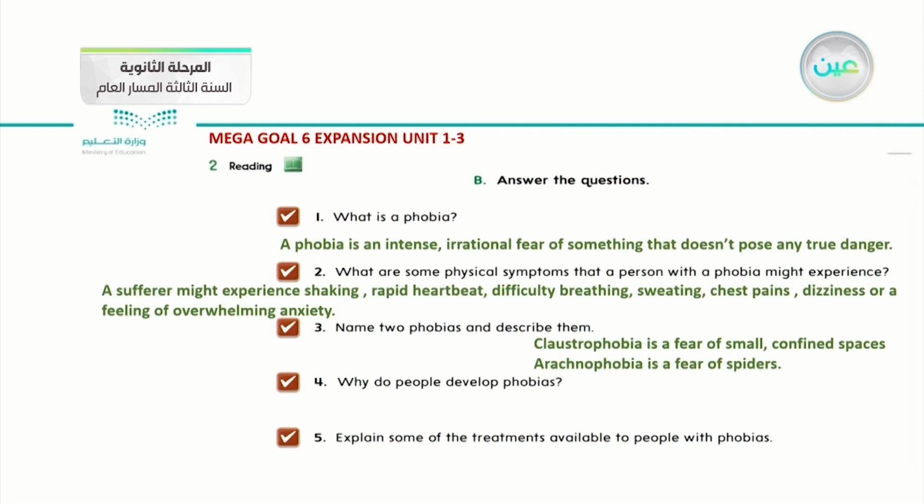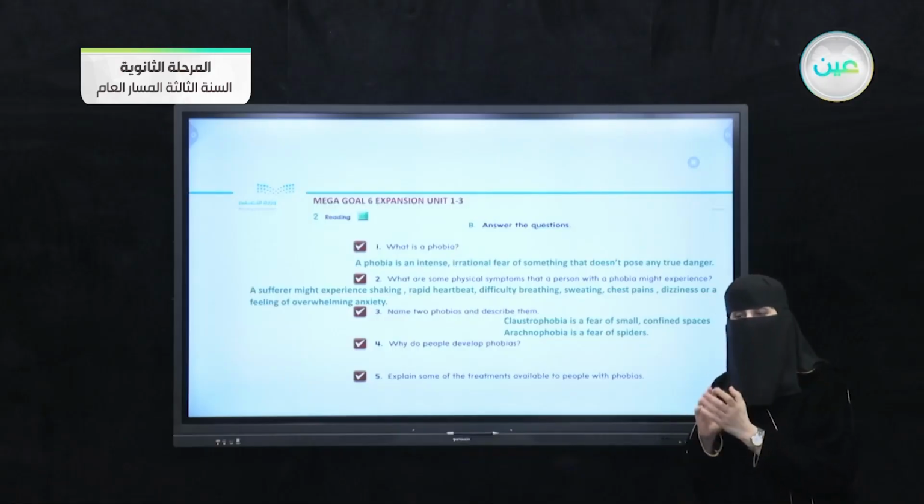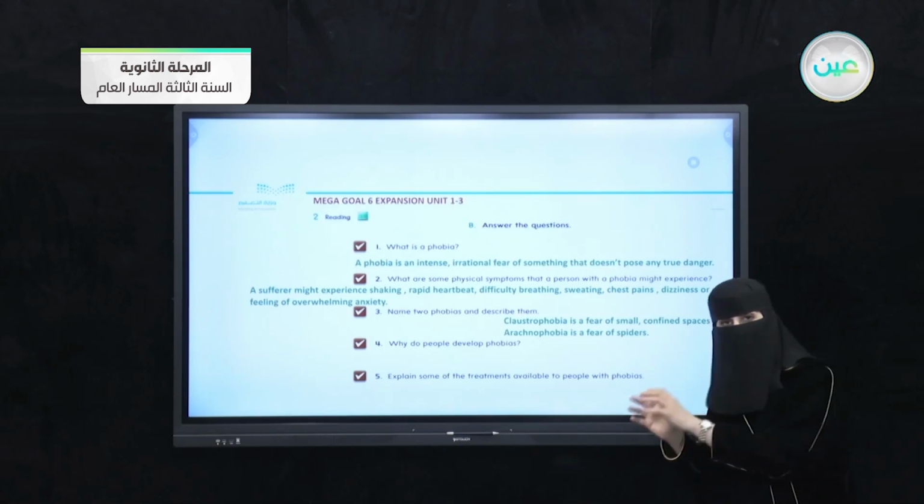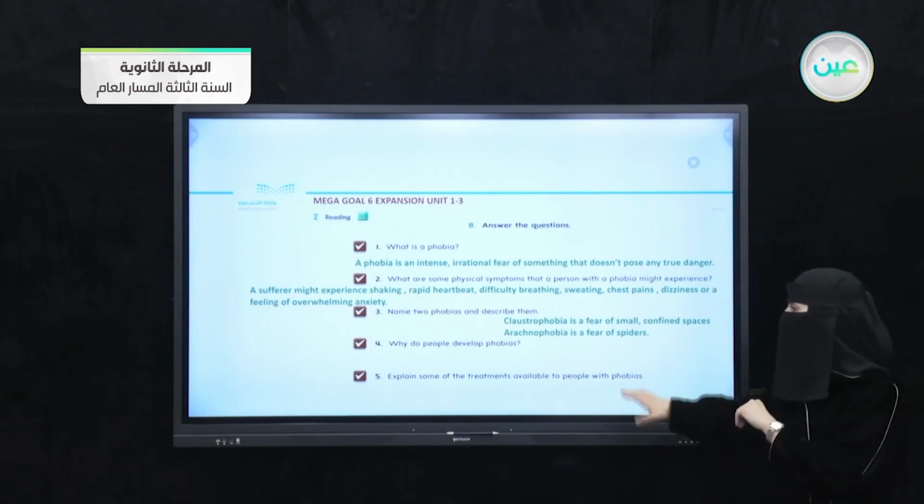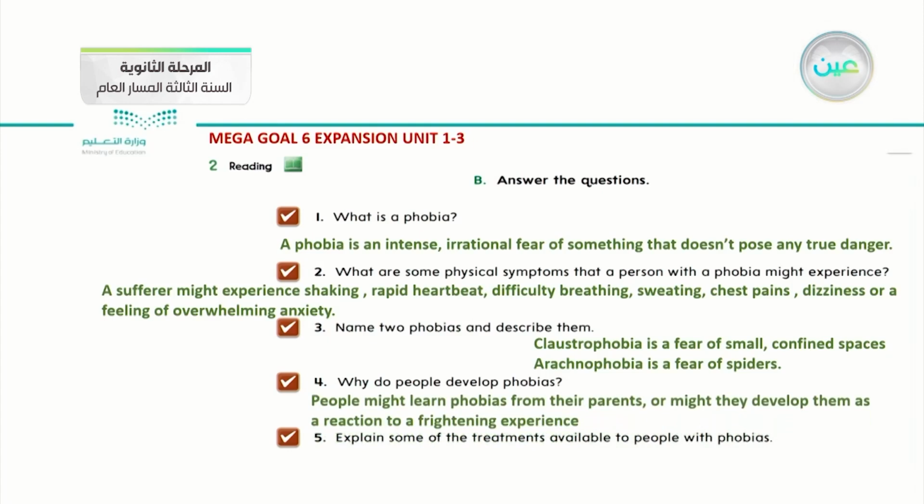Okay, let me move to question 4. Why do people develop phobias? We mentioned in the previous lesson that some people take these phobias from their parents. So in reality, there is nothing to fear from it, but it is transferred from their parents to them. So people might learn phobias from their parents. If your parents fear something, maybe it will transfer to you. Or they might develop them as a reaction to a frightening experience.